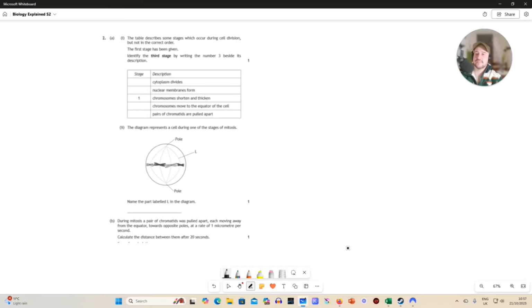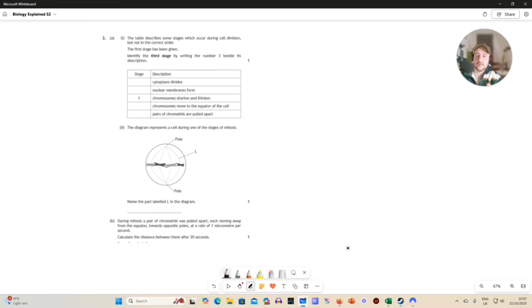So, first question, the table describes some stages which occur during cell division, but not in the correct order. The first stage has been given. Identify the third stage by writing the number 3 beside its description. Okay, so let's have a look. You only need to do the third one, don't need to put them all in order. So let's start by looking at cytoplasm divides. Well, we know that happens at the end. Okay, so that can't be the third step. The nuclear membranes form, that again is at that last stage, just before the cytoplasm divides, so that can't be it. So it's going to be one of these two.